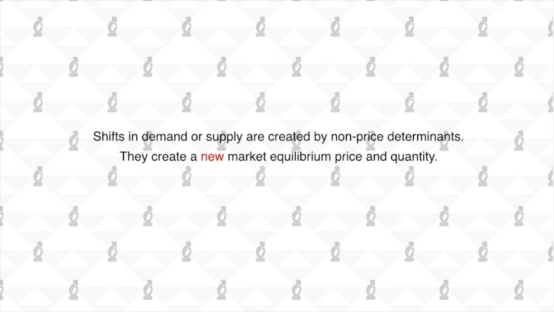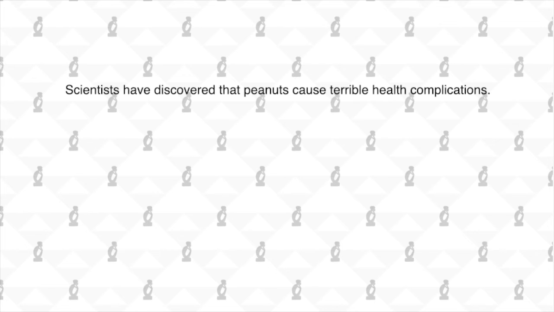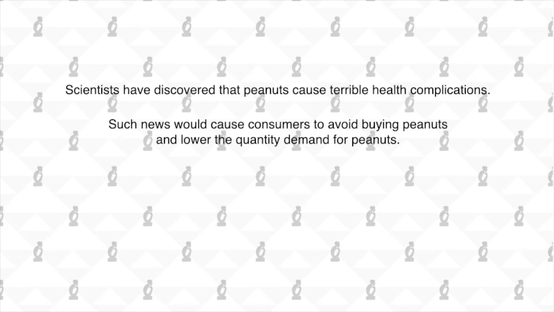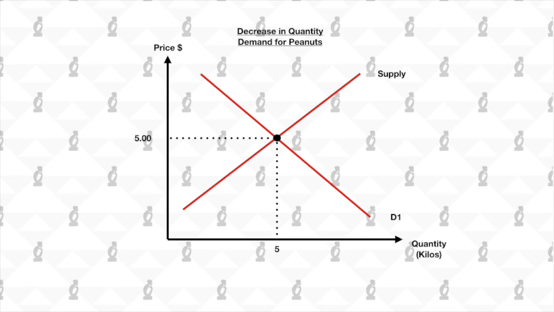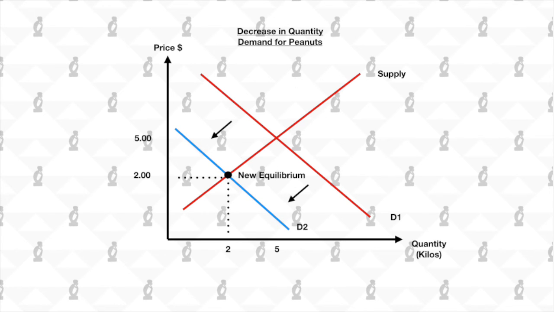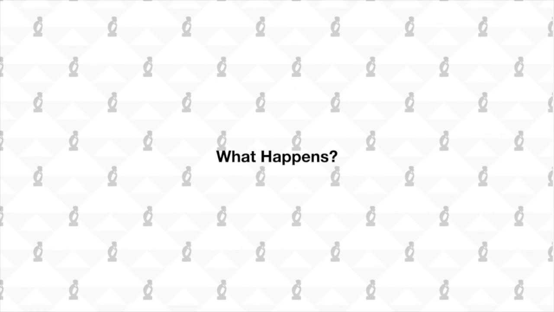Shifts in demand or supply are created by non-price determinants. However, these shifts will set a new market equilibrium price and quantity. Let's assume that the news spreads that scientists have discovered that peanuts cause terrible health complications. A news like that would cause consumers to avoid buying peanuts and lower the quantity demanded for peanuts. This being a non-price determinant, the demand curve shifts to the left as seen on the graph to represent a decrease in quantity demanded. So what happens?